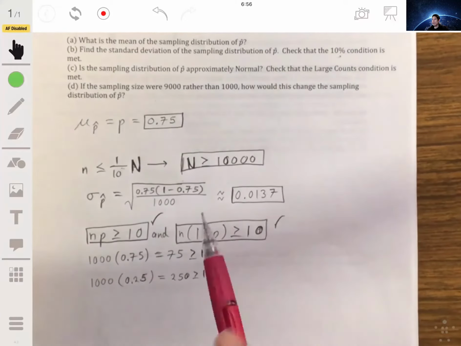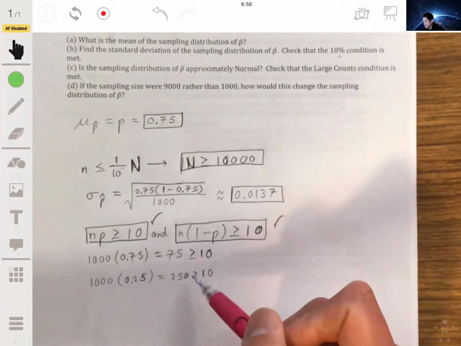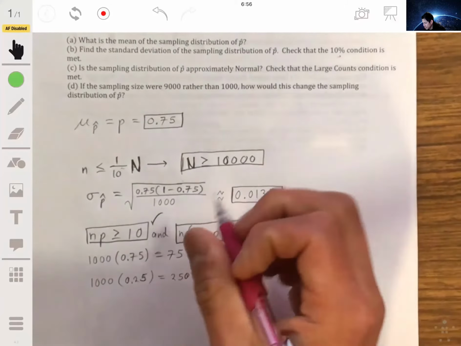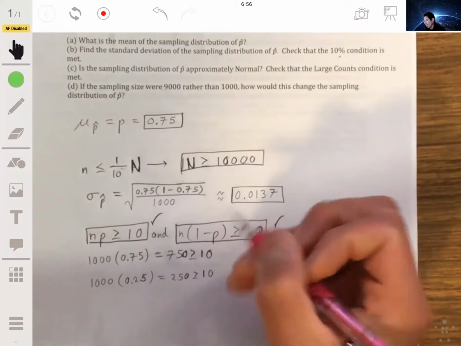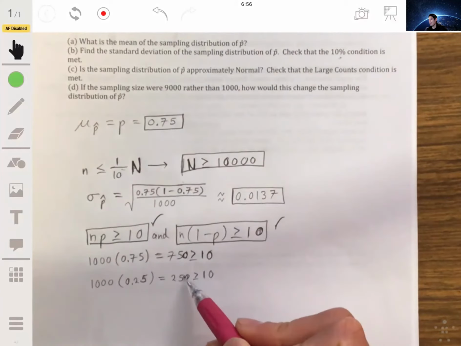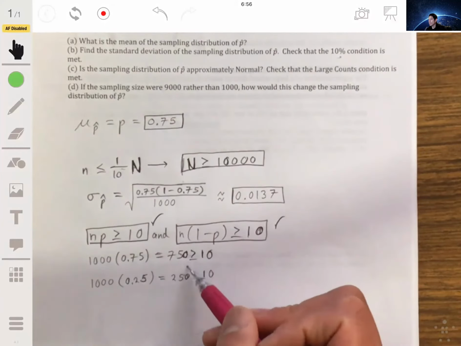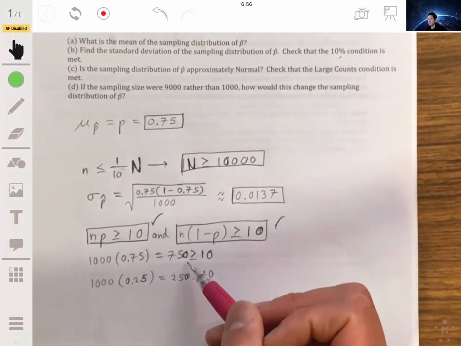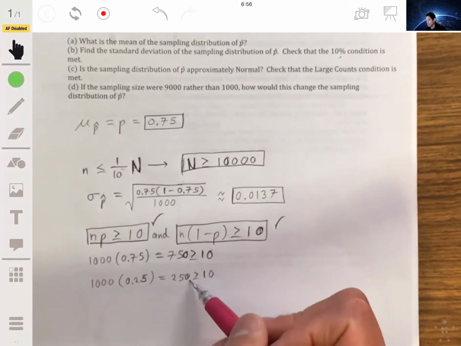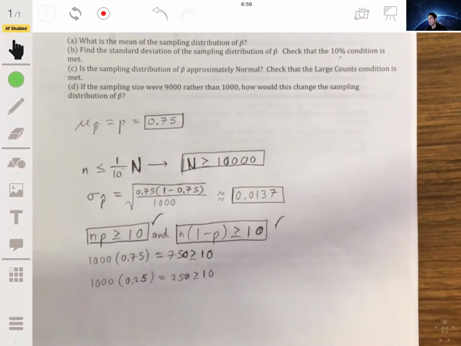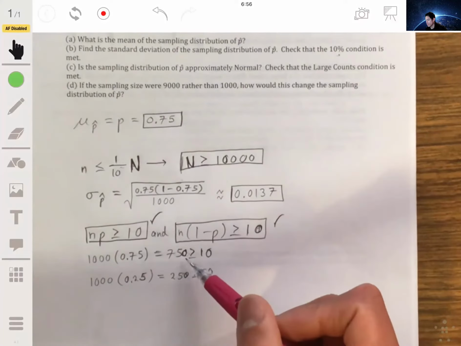And you're going to notice why it's called the number of successes and failures: these two numbers add up to the sample size. So 750 plus 250 add up to 1,000. Again, you may not have heard it yet, but you'll hear that they also call it the number of successes and failures.